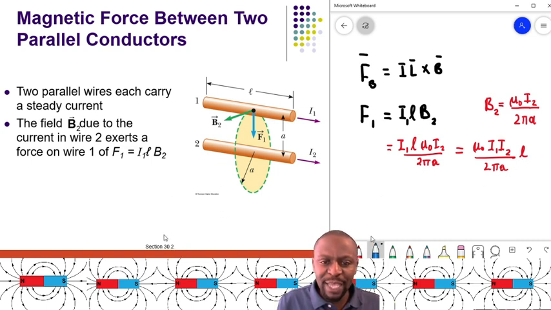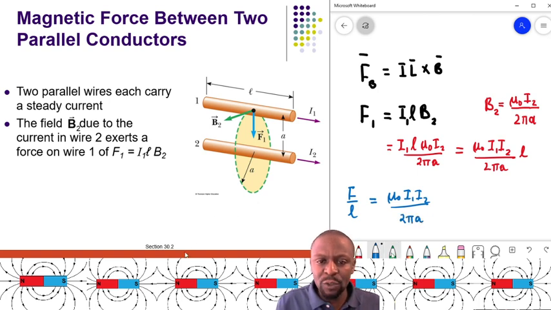Now, if the question was asking you to calculate the force per unit length, it is therefore given by mu naught I1 I2 divided by 2 pi A. And what I also want to stress in this case is that when I1 and I2 are going in the same direction, the answer there will just be positive. And if it's positive, it means attraction.